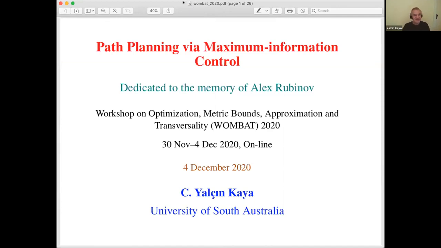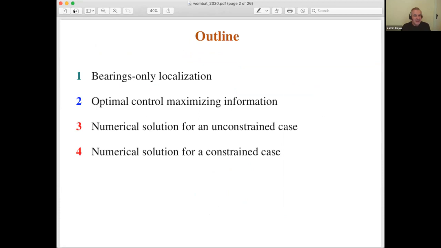Yeah, I will talk about path planning, at the same time maximizing information along the path that we are trying to construct. This problem comes from bearings-only localization of some target, let's say, that you want to measure the position of as accurately as possible.